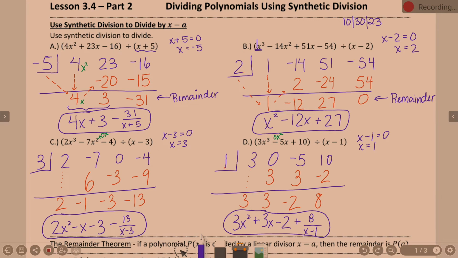Everybody's favorite applications. Yay! Okay. Alright, what's the catch? No. I got no catch for you right now. The synthetic division is that easy. Okay, it really truly is. So, okay. Let's look at the bottom then.